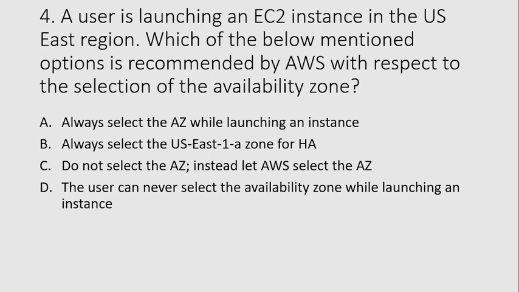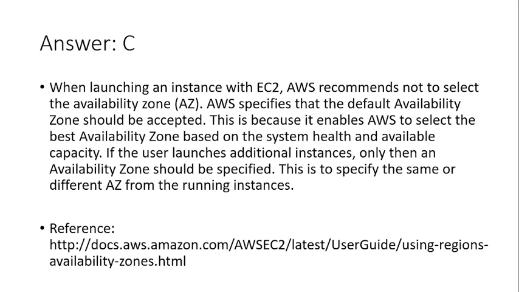Answer is C. When launching an instance with EC2, AWS recommends not to select the availability zone, AZ. AWS specifies that the default availability zone should be accepted. This is because it enables AWS to select the best availability zone based on the system health and available capacity. If the user launches additional instances, only then should an availability zone be specified. This is to specify the same or a different AZ from the running instances.